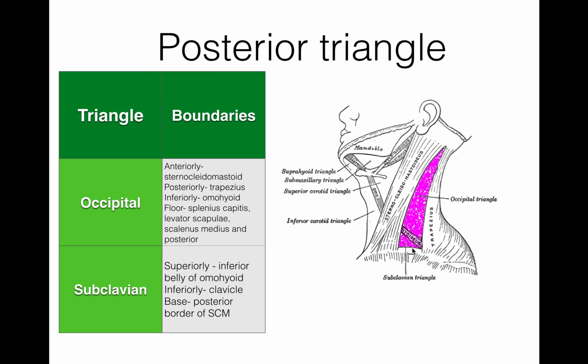And then the subclavian triangle: superiorly there is the inferior belly of the omohyoid muscle, and inferiorly there's the middle one-third of the clavicle, and the base of the triangle is made up of the posterior border of the sternocleidomastoid muscle.